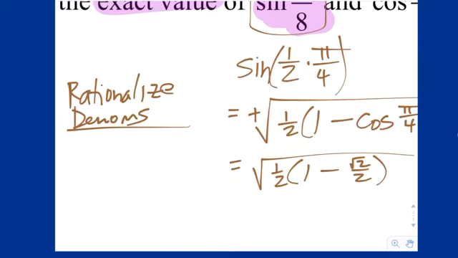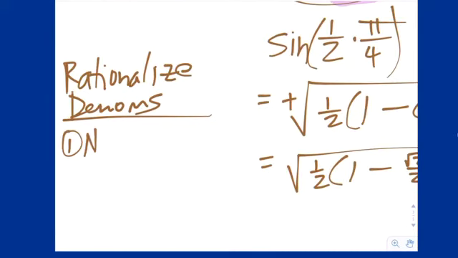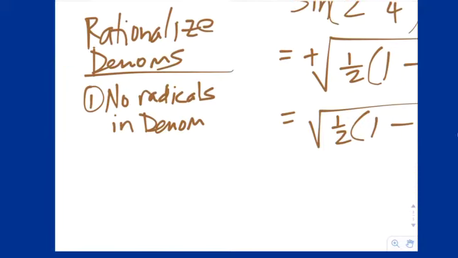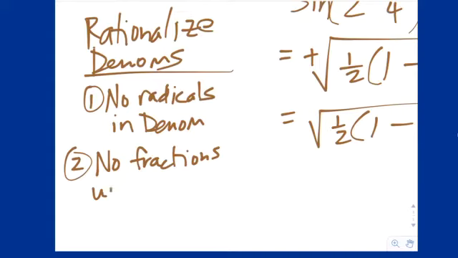So what that means is two things. Number one, you should have no radicals in your final answer in your denominator. That's a pretty obvious one. But there's another way that that's implicitly accomplished. You should also then have no fractions under a radical.